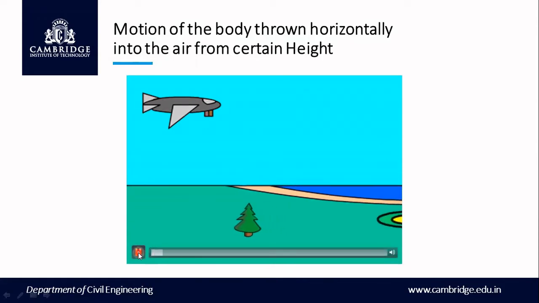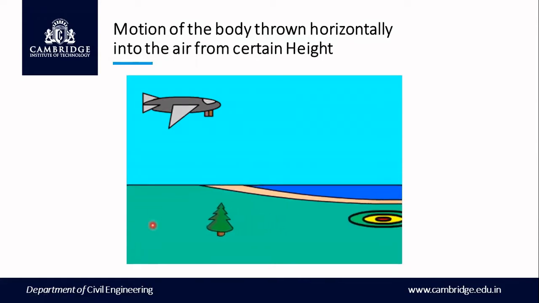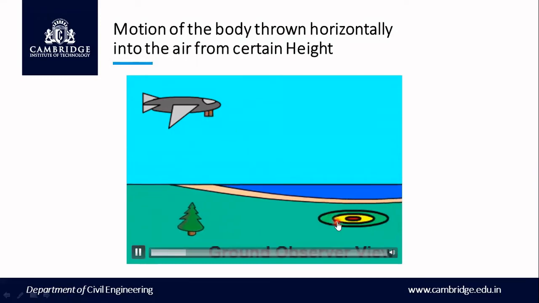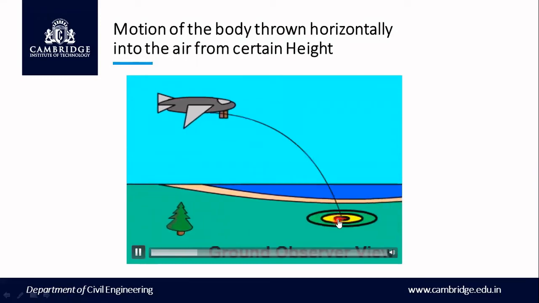An airplane or aircraft is dropping a bomb. It wants to drop the bomb and this is its target. So it drops it at this position, and the bomb travels with a certain speed and reaches here like this, right?